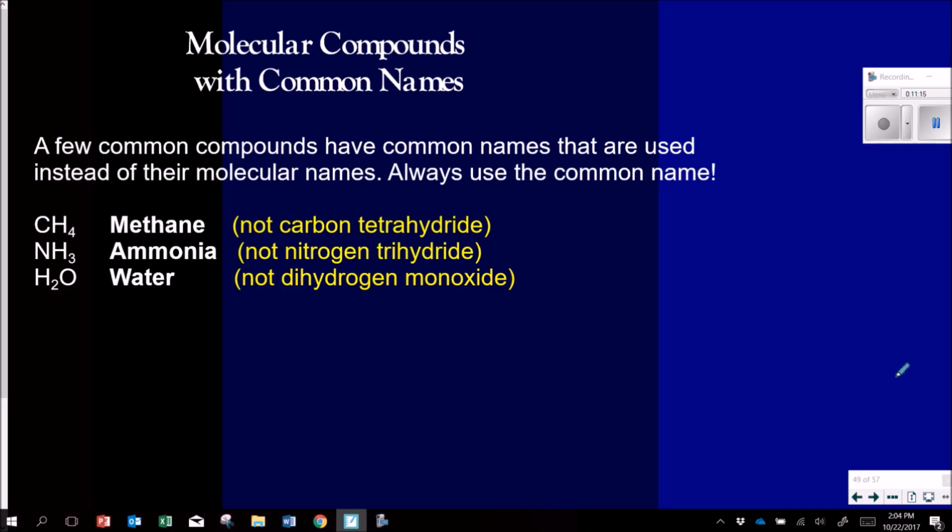There are a few molecular or covalent compounds with common names, and we have to use their common names instead of their molecular names. These are methane, CH4, not carbon tetrahydride. Then ammonia, we learned that when we were doing the bases. Ammonia is NH3, not nitrogen trihydride. And finally, water is H2O. You need to be familiar with those 3.